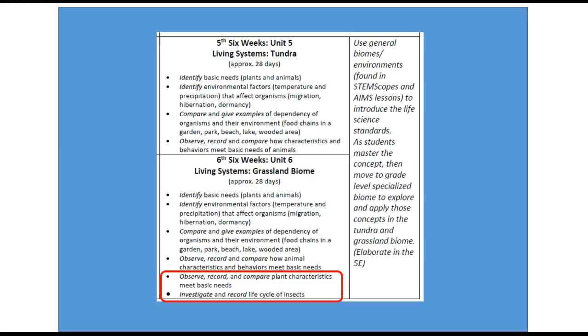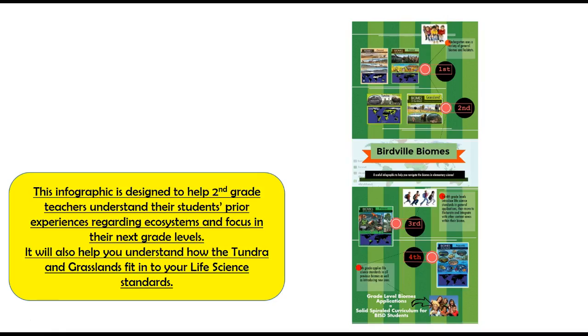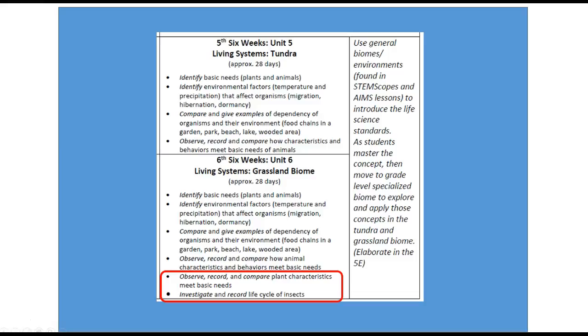So for instance, in the 5th 6 weeks, we talk about basic needs of plants and animals, and at some point we'll look at that within the tundra. And then we'll also spiral back to that in the 6th 6 weeks and look at those basic needs in the grassland. And you can see that that is the same for the first couple of bulleted points there.